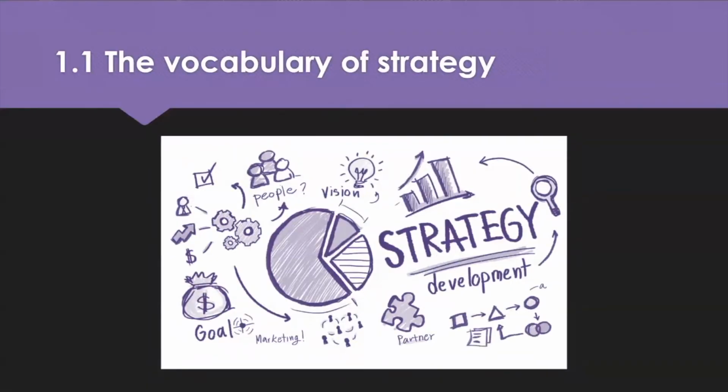So, the vocabulary of strategy. There are many terms that are used in relation to strategy, and it's important to learn these terms as they'll be used repeatedly in your study topics for strategic management. So you've got a mission, the purpose of an organisation: what does the organisation do? A vision, which is the ultimate future goal of where an organisation wants to be.